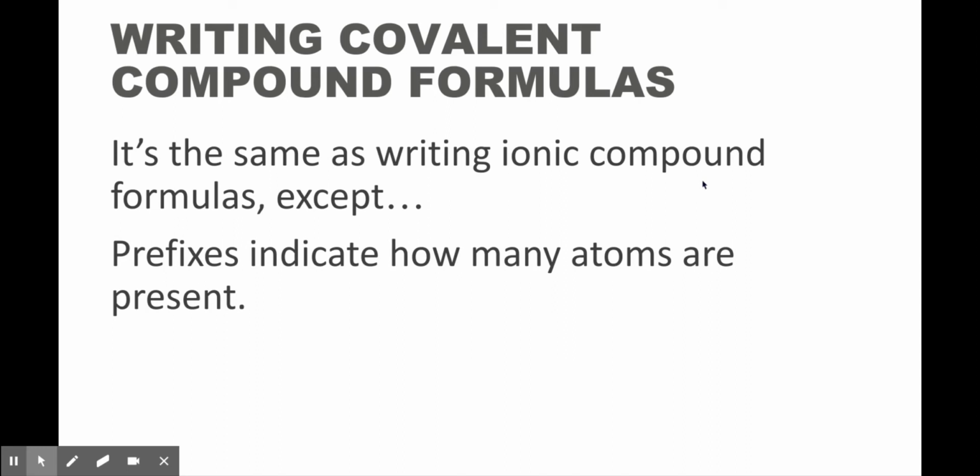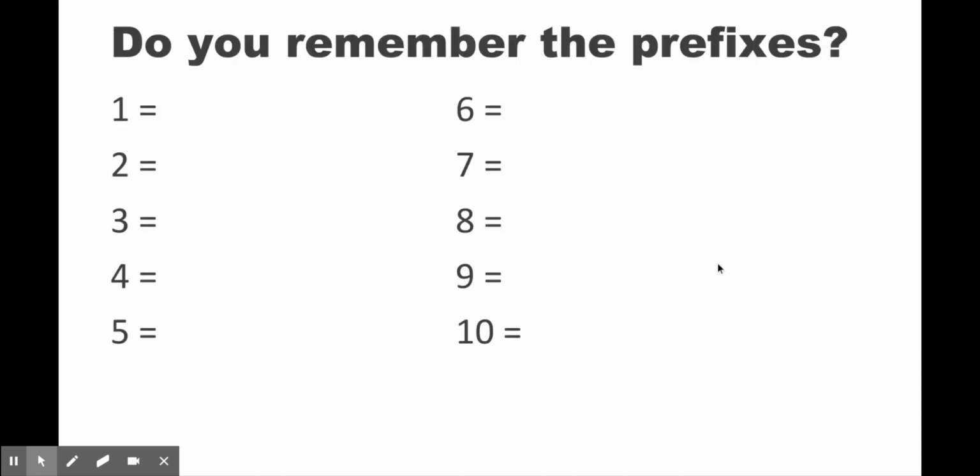You're going to follow the same steps. You're going to use the name of the first element and then change the name of the second element to "ide," but you're going to add one more thing. You're going to add prefixes in front of each word to tell how many of each atom are there. So do you remember the prefixes? Go ahead and stop this video for a couple of seconds and write them down or see how many you can remember. I'll give you the answers in a second.